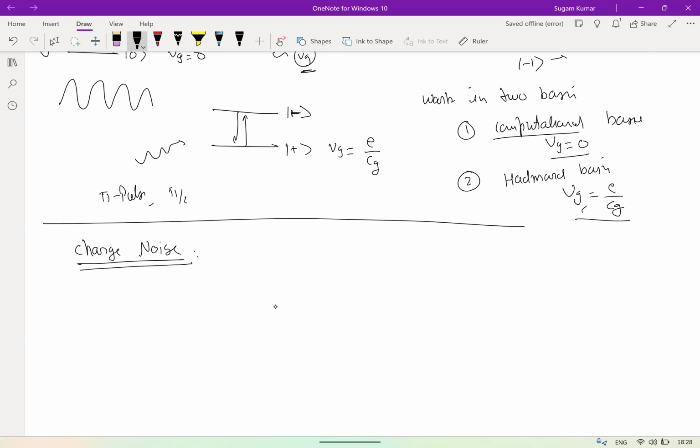See, when I say charge noise, it means that the number of charges or Cooper pairs, or extra Cooper pairs, which are produced changes, and because of that the energy landscape is going to change.